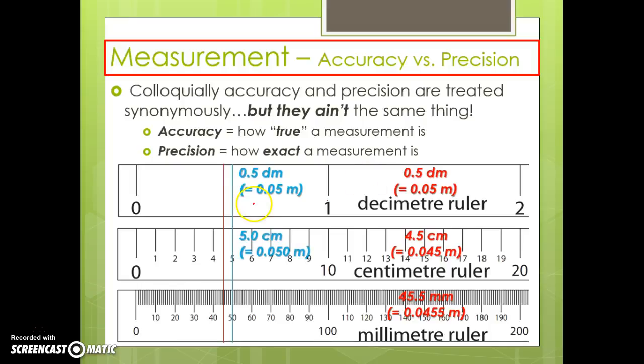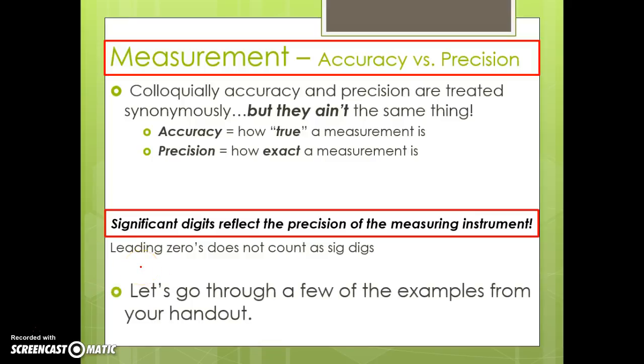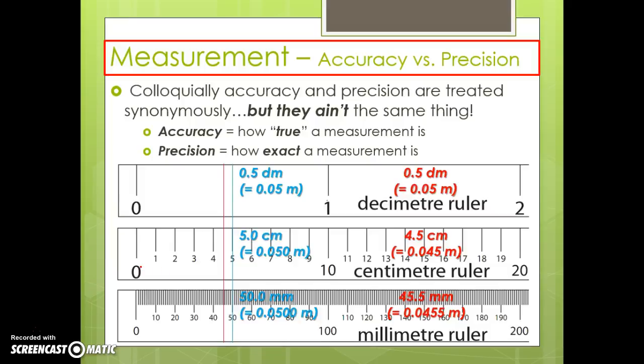So this is just showing it again: 0.05 meter, 0.050 meter, and 0.0250 meter. Significant digits reflect the precision of the measuring instrument that you are using. The only time a number does not count as a significant digit is if it's a leading zero. So let me break this down once again.